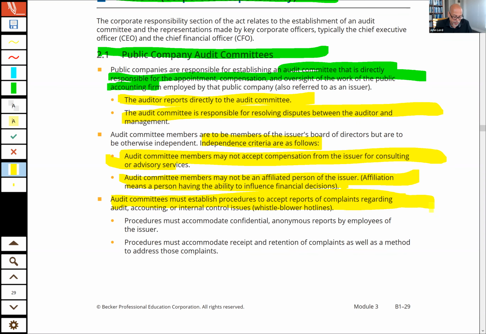Just to give you that little background, which I think you probably know, the whistleblower hotlines were to respond to the fact that there was somebody in Enron saying, hey, there are all these problems, and they were going unheard, okay? Procedures must accommodate confidential anonymous reports by employees, and procedures must accommodate the receipt and retention of complaints as well as a method to address those complaints.